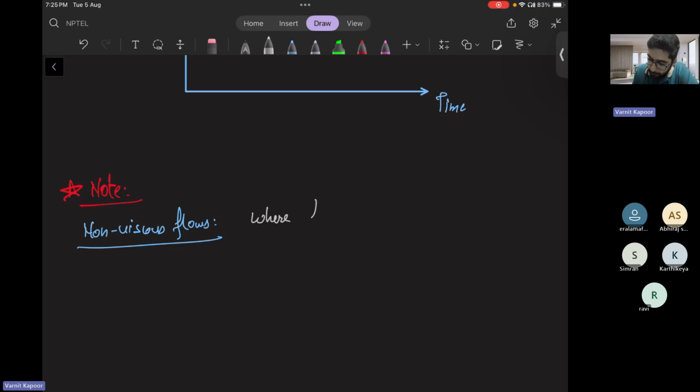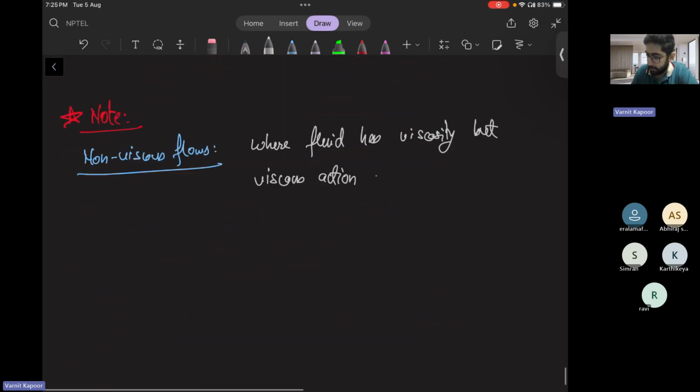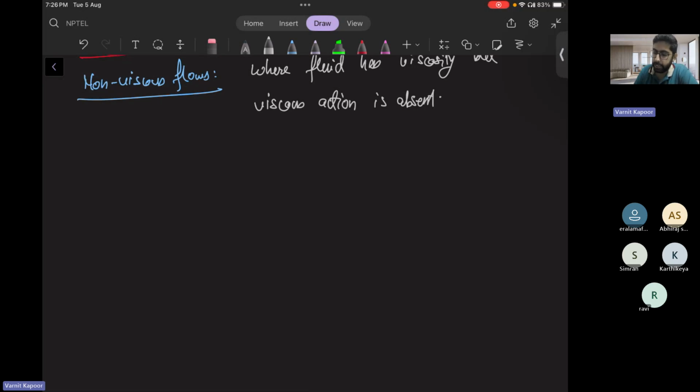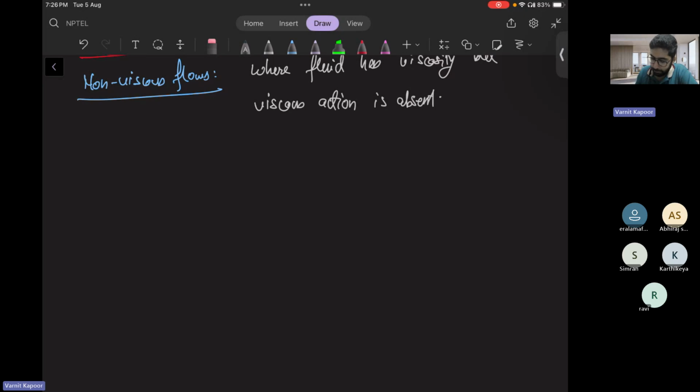Where fluid has viscosity, but viscous action is absent because of that viscosity, okay? And viscous flows are just opposite, okay? Viscous flows have viscosity as well as viscous actions. So when do you observe this kind of scenario? Let me draw a flow over a plate kind of scenario.